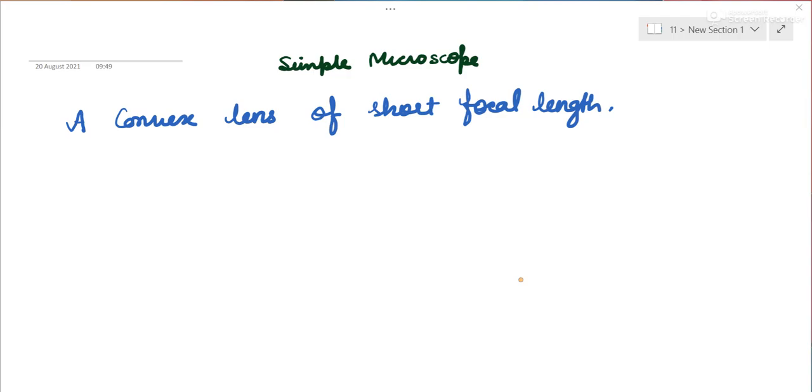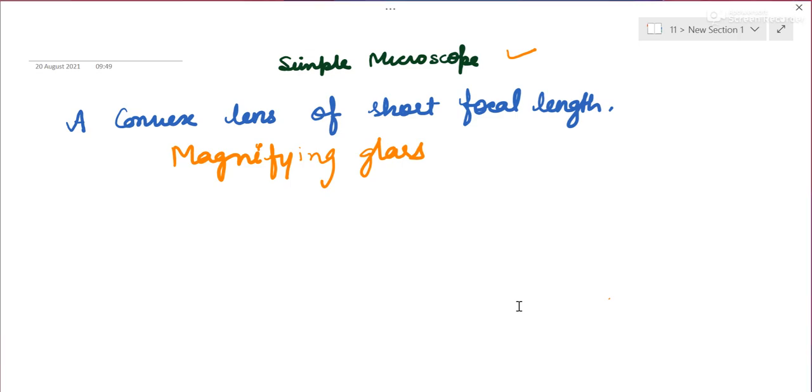So we are doing the first optical instrument, which is the simple microscope. What is a simple microscope? It is simply a magnifying glass. And who acts as a magnifying glass? A convex lens of short focal length. So, okay, a simple microscope is a convex lens of short focal length.